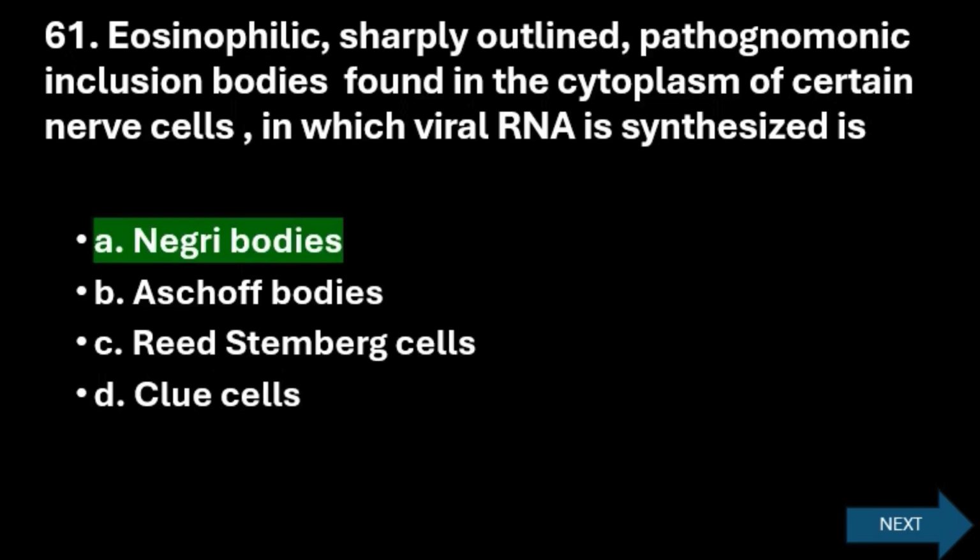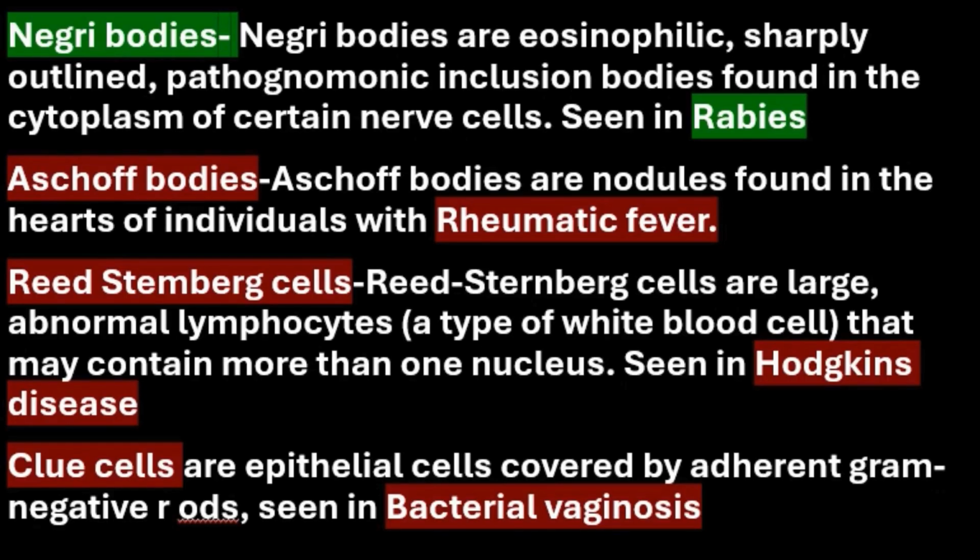Negri bodies are the eosinophilic, sharply outlined pathognomonic inclusion bodies found in the cytoplasm of certain nerve cells. It is seen in rabies. Negri bodies in rabies. Ashok bodies are the nodules found in the heart of individuals with rheumatic fever. So, Ashok bodies in rheumatic fever. Reed-Sternberg cells are the large abnormal lymphocytes that may contain more than one nucleus, seen in Hodgkin disease. So, Reed-Sternberg cells in Hodgkin's. Clue cells are the epithelial cells covered by adherent gram-negative rods seen in bacterial vaginosis.